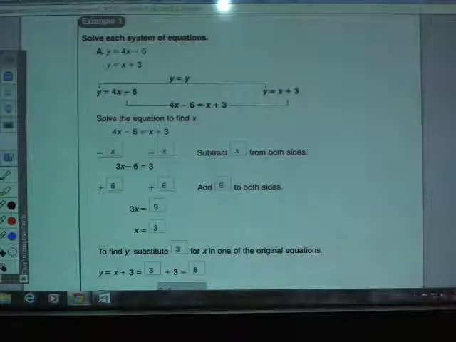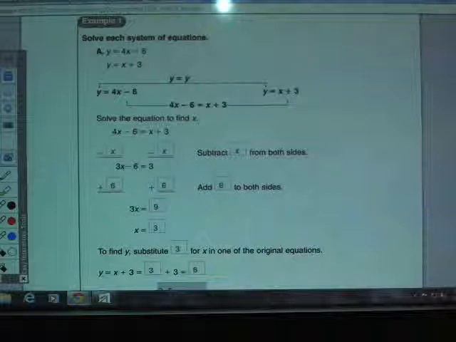That's the exact same logic they're using here, except they're using it with an equation. They're saying y is the same thing as 4x minus 6, and then in the second line they tell you that y is the same thing as x plus 3. Well, if those things are both equal to y, then they have to be equal to each other. So we set them equal to each other. If they both equal y, we can say that 4x minus 6 is the same thing as x plus 3.